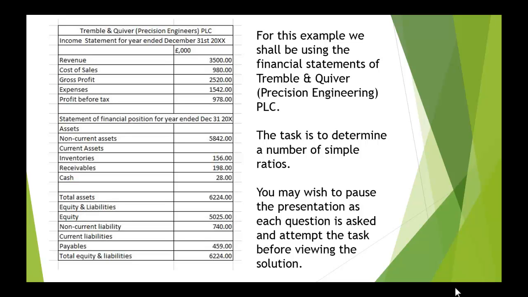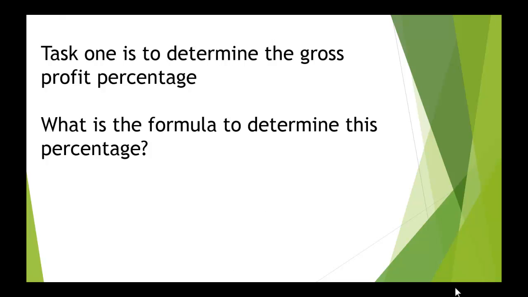Now what you might want to do as you work through this is to pause the presentation as each question is asked and then attempt that task before you view the solution. So our first task then is to determine the gross profit percentage. So we need to know what is the formula to determine this percentage. At this point you might wish to pause and write down the formula.